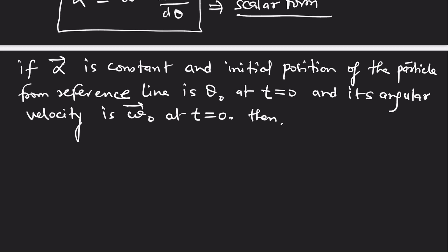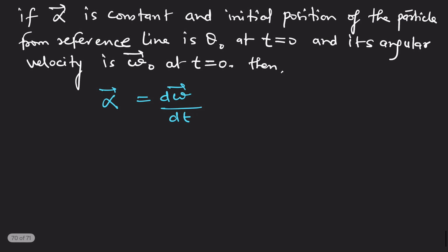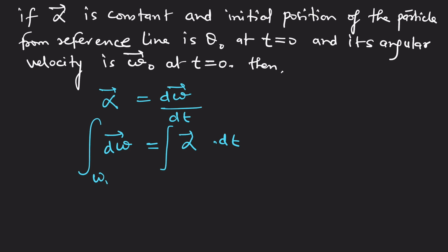Then in that case, guys, we can write that alpha is equal to d omega by dt. Okay, let me write it this way, because we can deal with this. So d omega is equal to alpha dt. Now we can integrate this. So here it will be your initial omega naught, and later it is omega, and the limits on time are 0 and t.